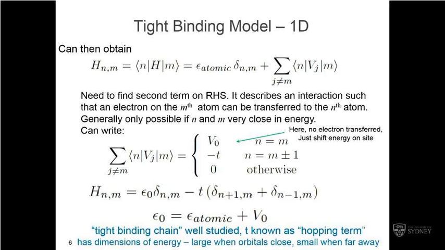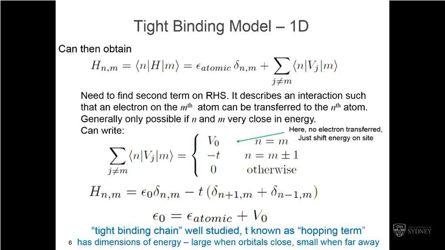So N and M need to be very close. So if we are atom N, we are going to consider just the interaction with ourselves, which is obviously just V0. And then we're going to consider our neighbors, M plus 1 over here and M minus 1. And everything else is going to go to 0 otherwise. So basically, we end up with this expression here. We're going to derive that together on the next page, I think.